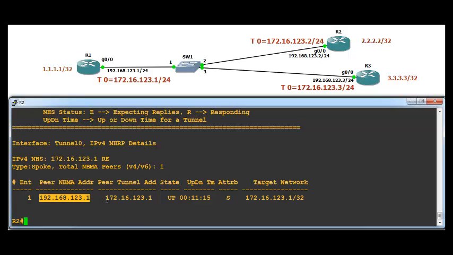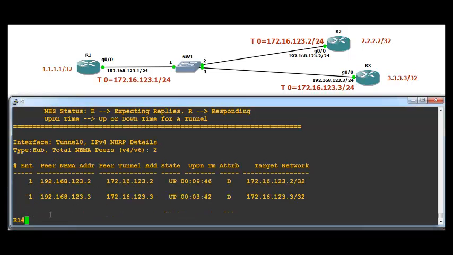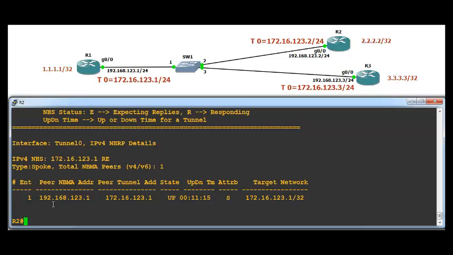It will go and beg R1. It knows how to reach R1. It will go and ask R1. And R1 knows about R3, and this information will be downloaded dynamically to R2. After some time I'll come and show you here. You will see one more entry.